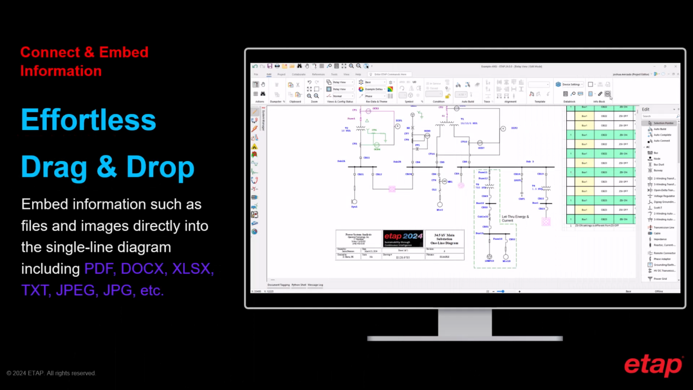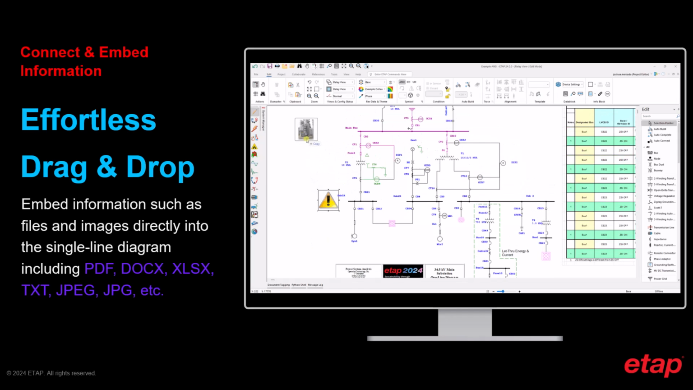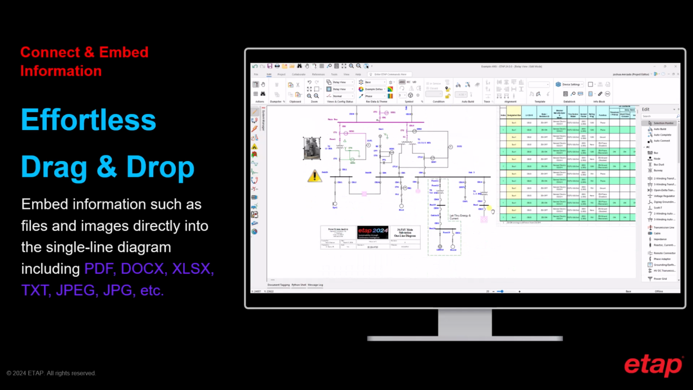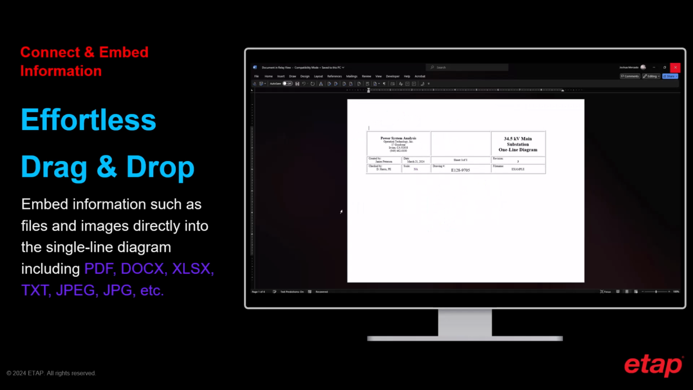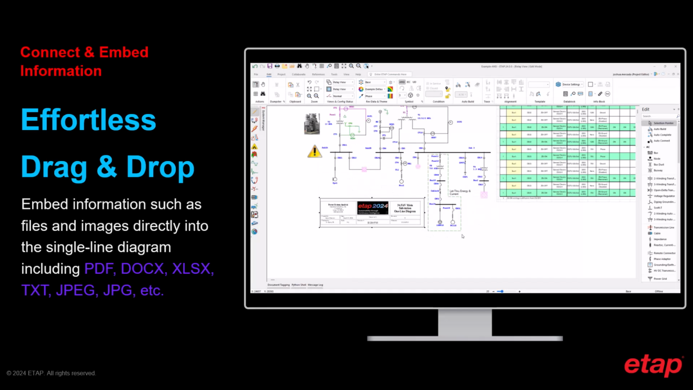When it comes to connecting and embedding information directly in your one-line, OLE objects in ETAP have been upgraded with a new behavior of being able to effortlessly drag and drop from your file system directly into your one-line. This includes PDFs, docs, Excel, text, and images. This makes it much easier to incorporate component photos or nameplates, and even embed company logos and watermarks. These dynamically editable files become available within your ETAP project.